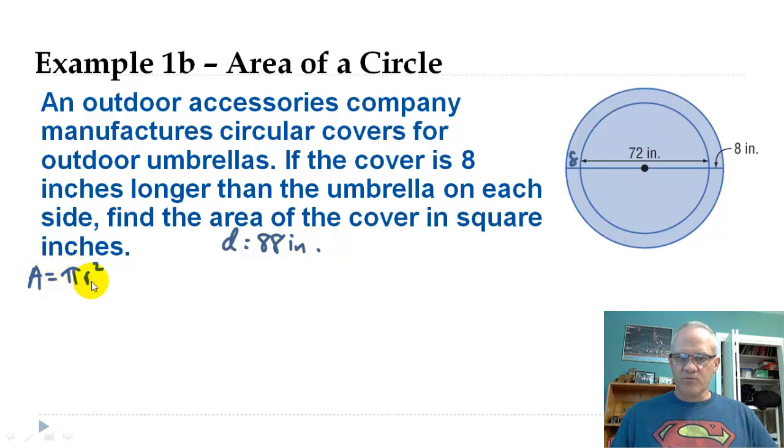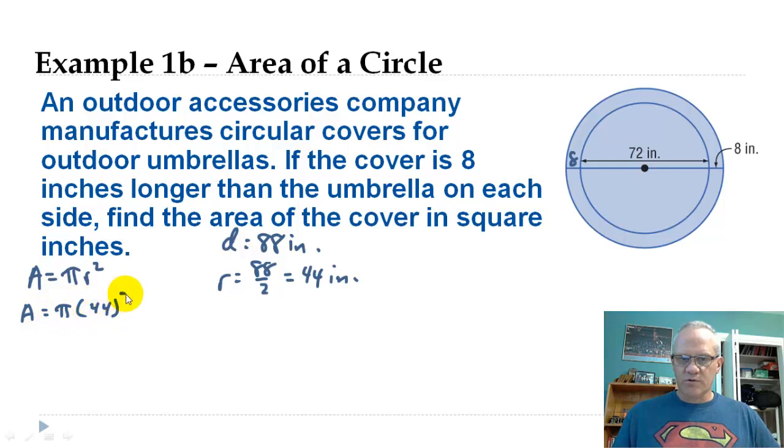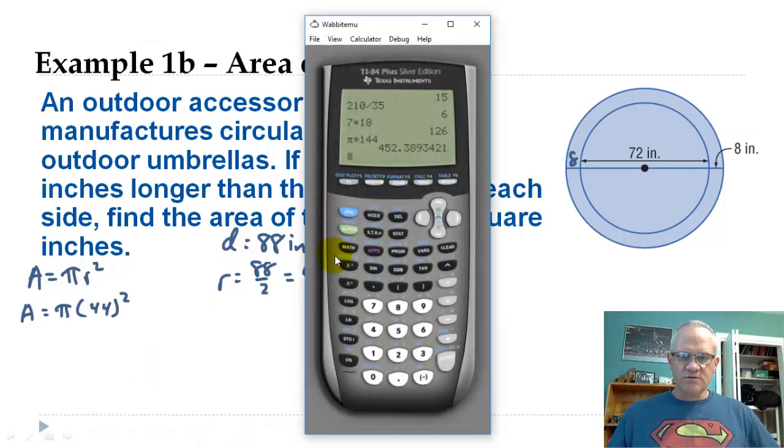We're trying to find the radius, and so what do we do to find the radius? You just divide by 2. So the radius would be 88 divided by 2, which is 44 inches. And that's what we're going to plug in here. So the area would be pi times 44 squared. Let's call that up on our calculator here. 44 raised to the second power is 1936, and then we'll just go times pi.